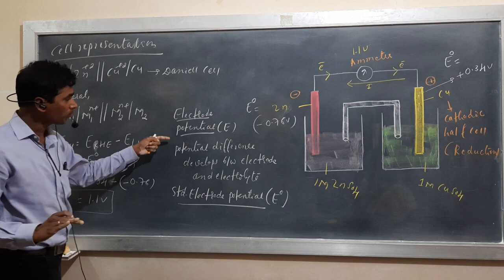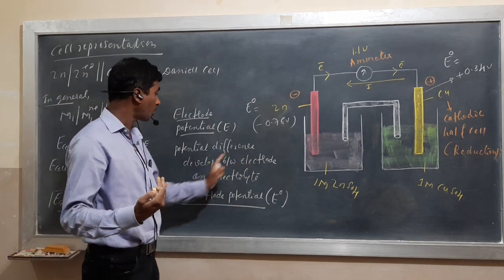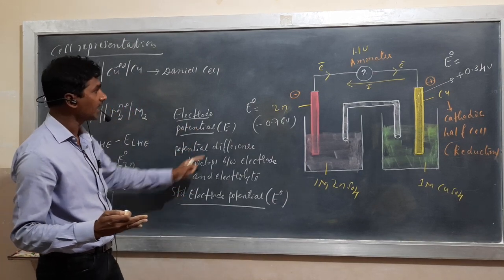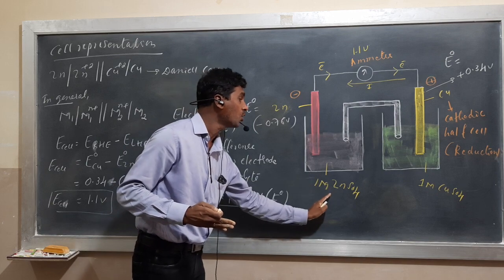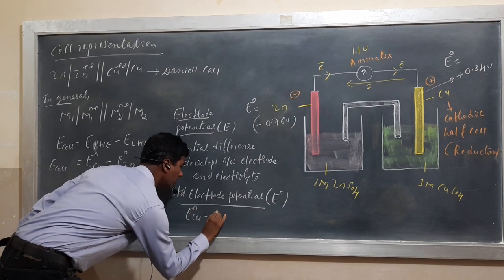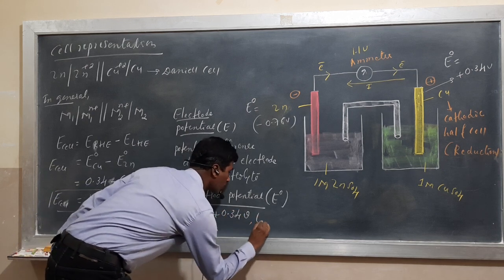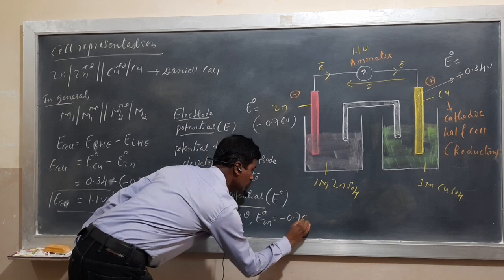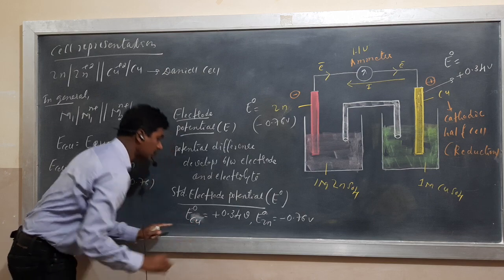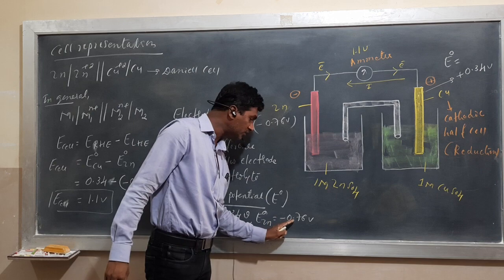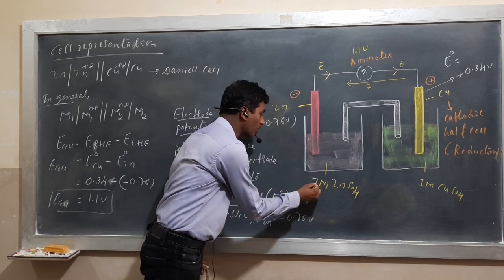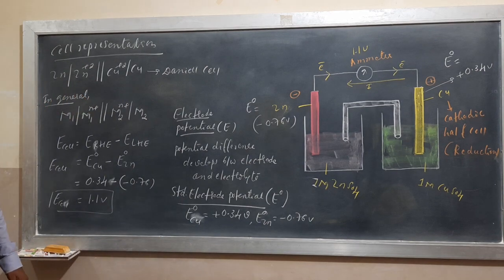Electrode potential means the potential difference develops between the electrode and electrolyte: zinc and zinc sulfate, copper and copper sulfate. If you want to calculate the standard electrode potential, when the zinc electrode is dipped in an electrolyte solution of concentration 1 molar, it is called the standard electrode potential. The standard electrode potential of copper is 0.34 volt, and of zinc is 0.76 volt. Standard means when the electrode is dipped in a solution whose electrolyte has a concentration of 1 mole, it is called the standard electrode potential.